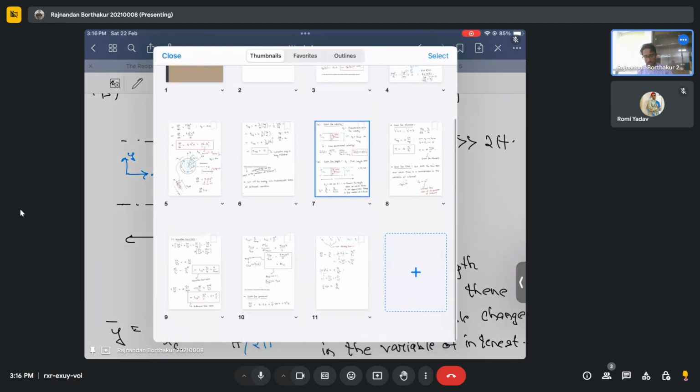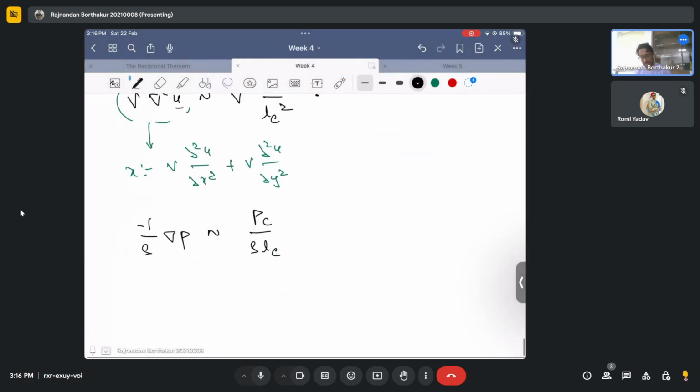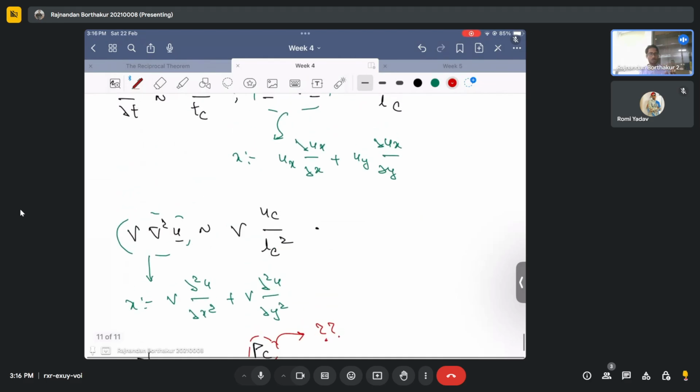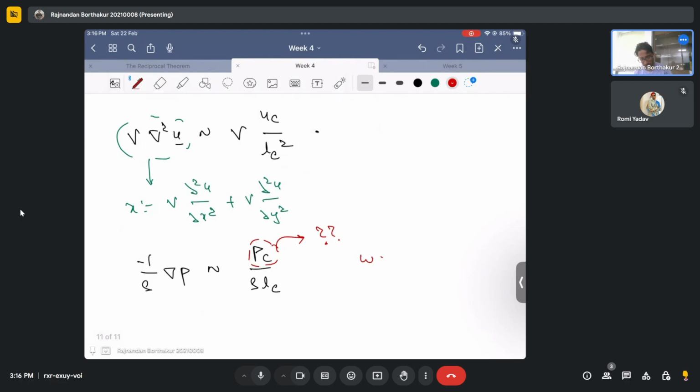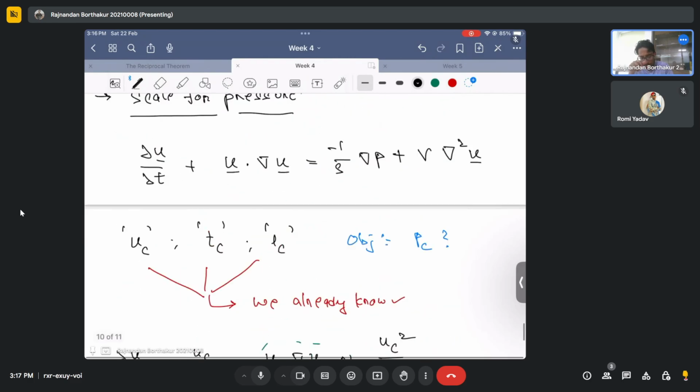Having said that, I hope you realize that the objective is to just determine this Pc. That's it. Because every other scale, that is Lc, Tc, Uc, is known from the problem that we are solving. So I'll write it down: we need to find Pc. All right. But in an attempt to find this Pc, we face a dilemma here, and I'll tell you what the dilemma is in this context. So I have two options here.